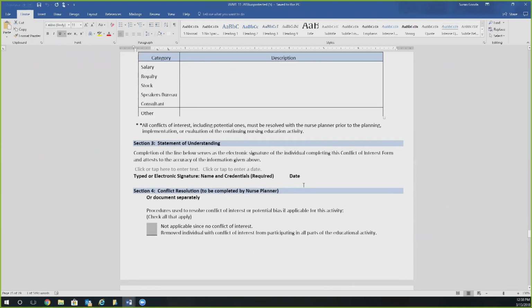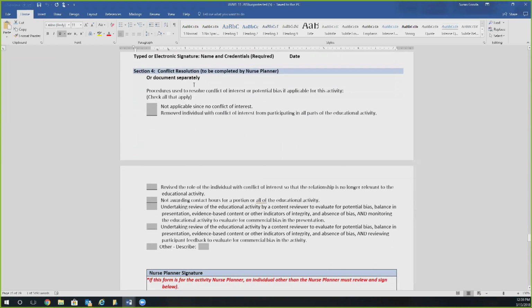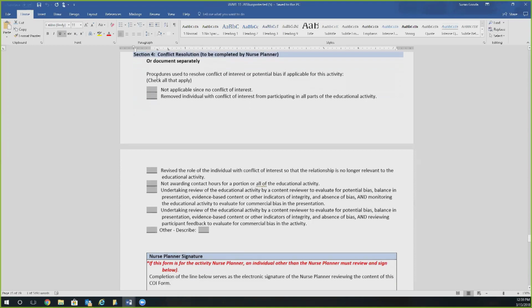So all of your people on your committee, if you determine there is a potential for a conflict of interest, should complete this form, including the nurse planner, but the nurse planner can't analyze their own form. They have to have somebody else analyze from here out. So if you've determined that there's a potential for conflict of interest, then you proceed, and here are all your options of what you can do to resolve the conflict.